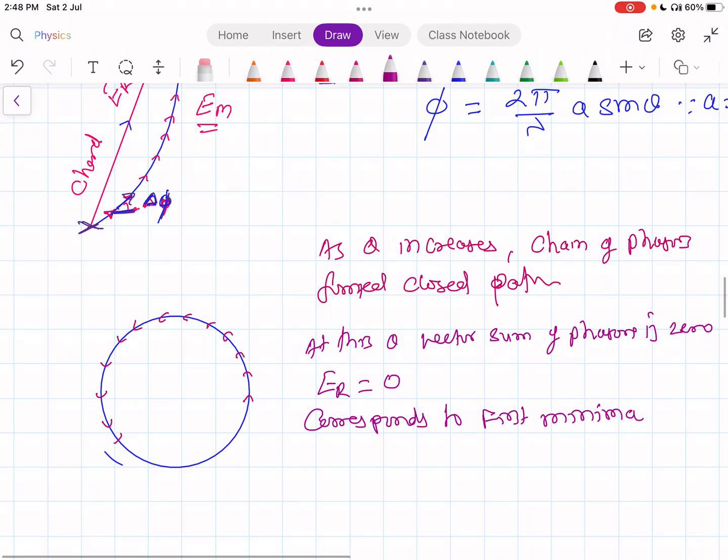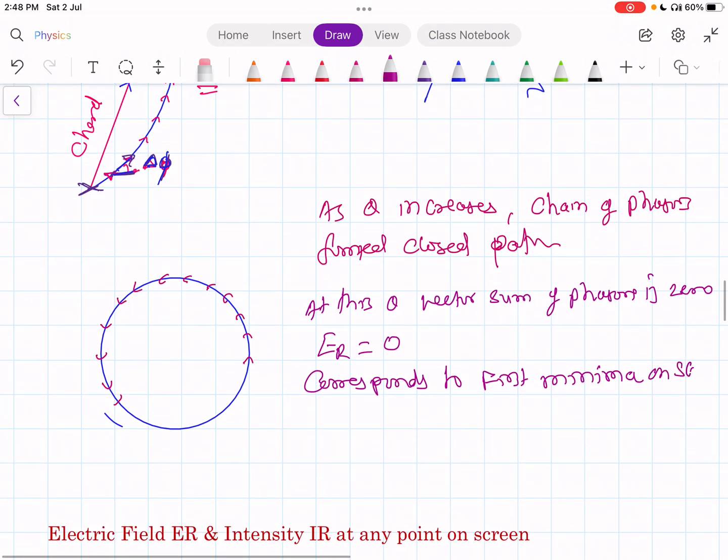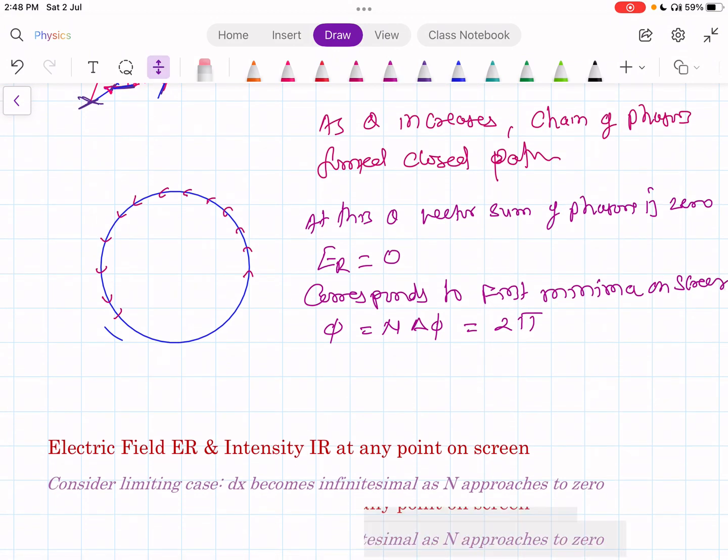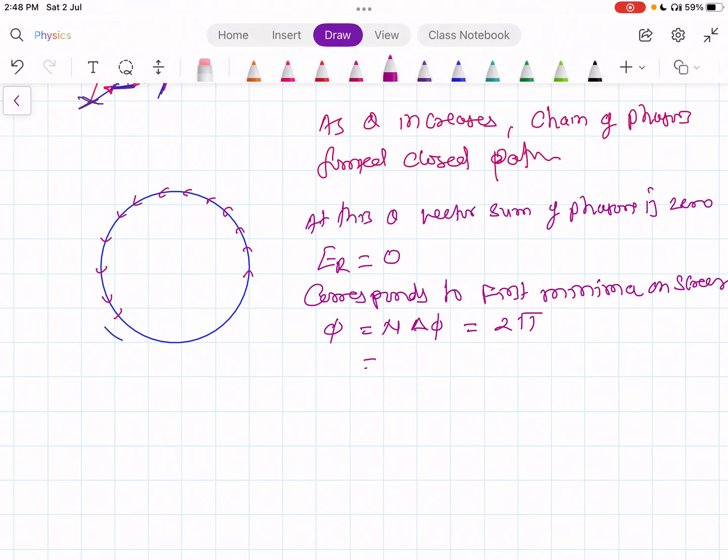This corresponds to the first minima on the screen. So what would then be the total phase difference? Phi is equal to n times delta phi, and that is equal to 2 pi, that is 2 pi for the circle. Which is n times delta phi, which is 2 pi by lambda dx sine theta, is equal to 2 pi. This 2 pi cancels with this 2 pi. N times dx is a, sine theta.